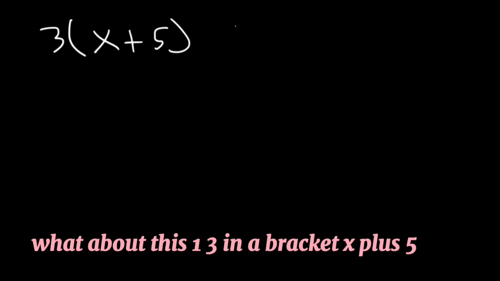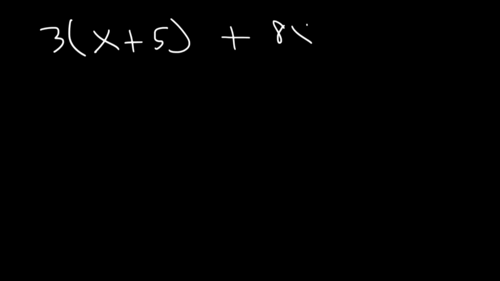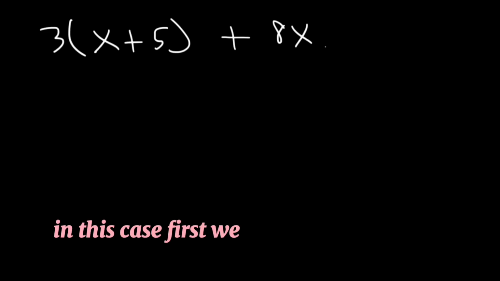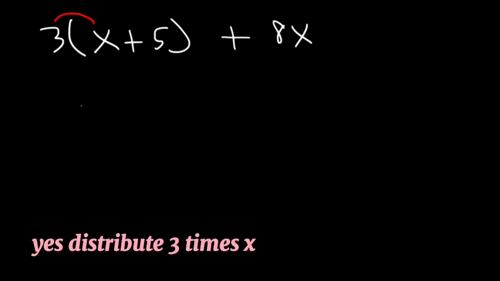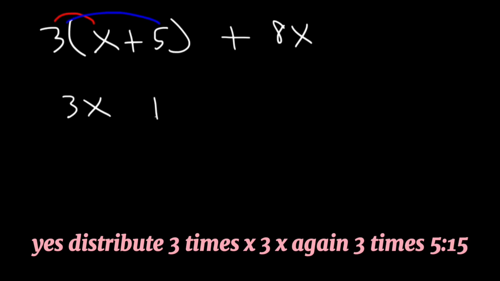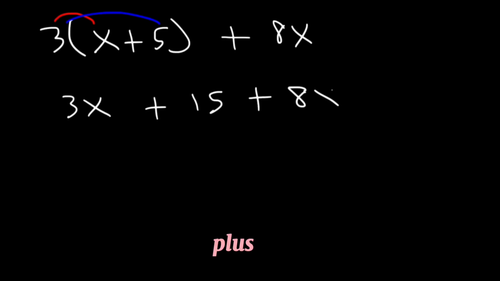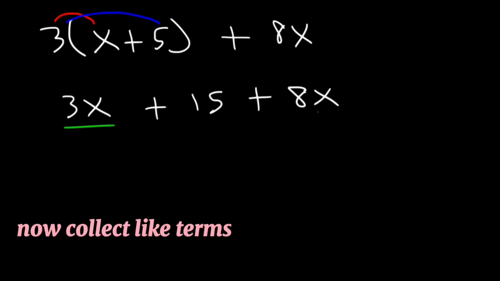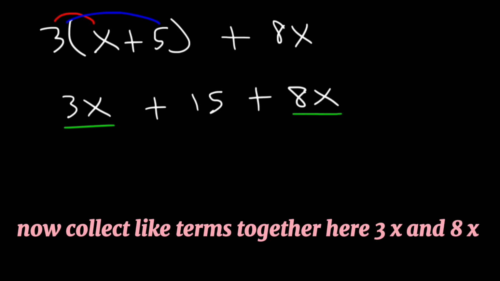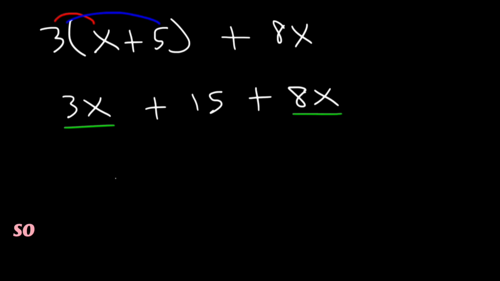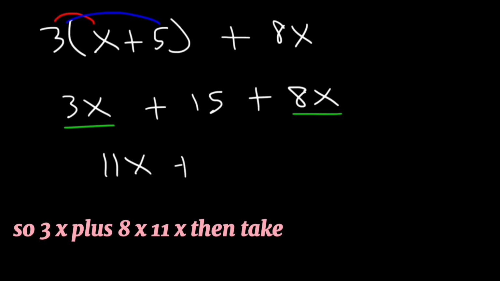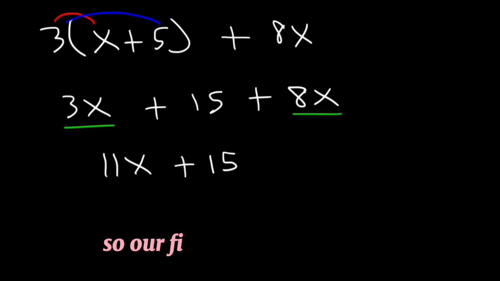What about this one? 3 in a bracket x plus 5 plus 8x. In this case, first we need to work on the distributive property. Let's distribute: 3 times x, 3x, again 3 times 5, 15, plus 8x. Now collect like terms together here. 3x and 8x are like terms, so 3x plus 8x is 11x, then take the constant 15 as it is, so our final answer is this one.